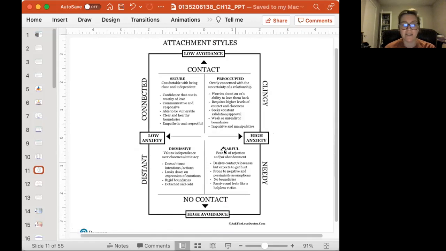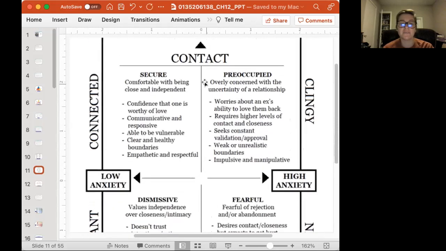So another graphic that shows the attachment styles. So you see the avoidance and anxiety crossbars here, and you see some adjectives here. So connected would be secure, clingy would be preoccupied, distant would be dismissive, needy would be fearful. And so no contact when you're dismissive or fearful, perhaps. Lots of contact, or contact at least, when you're secure and preoccupied. So you can see some descriptors here.